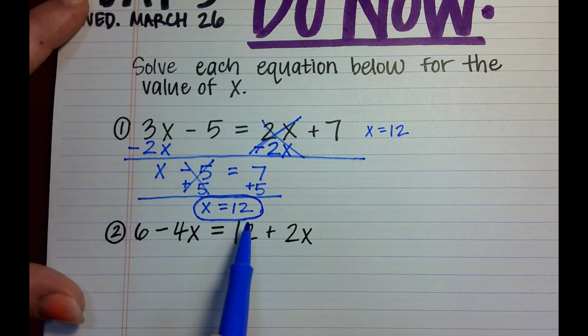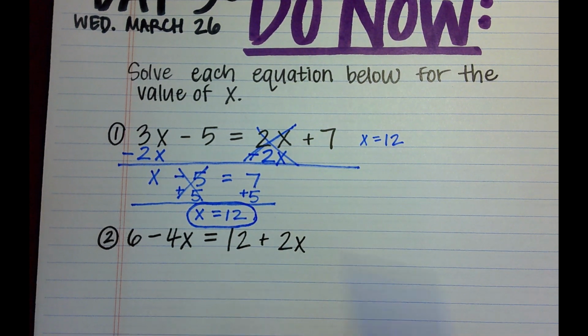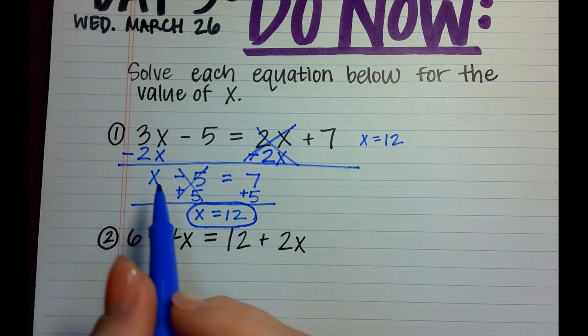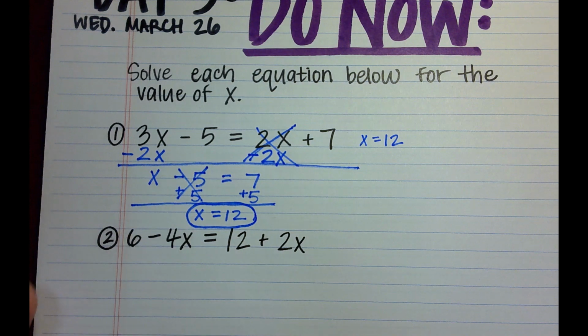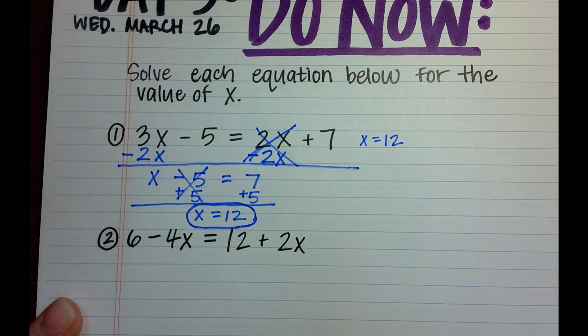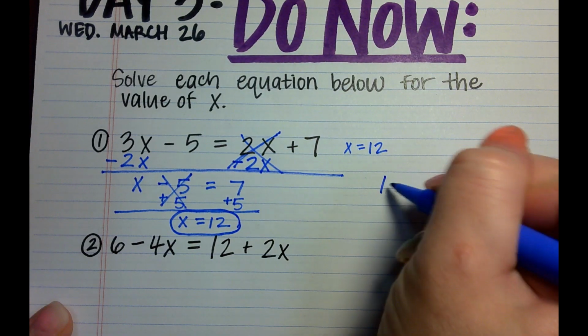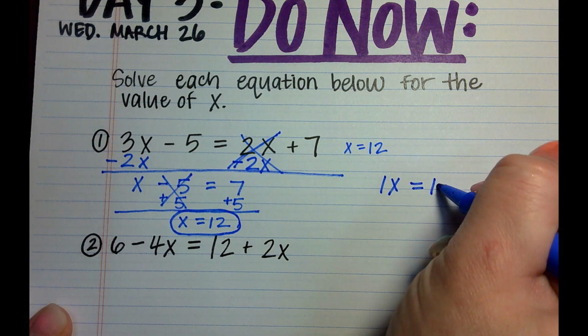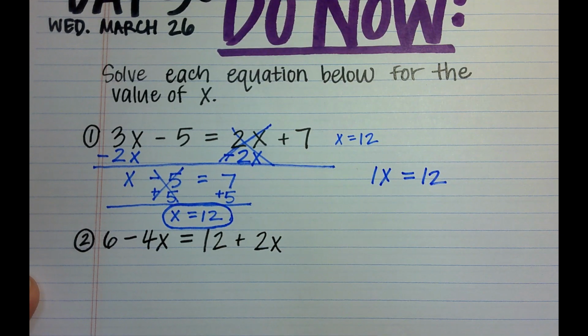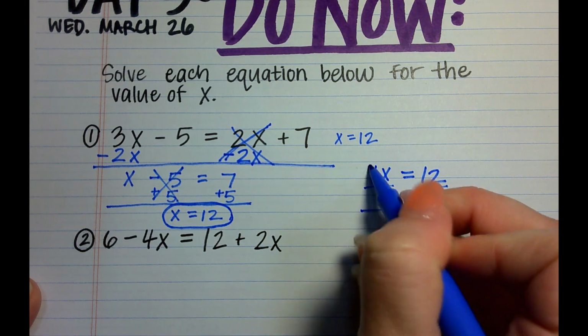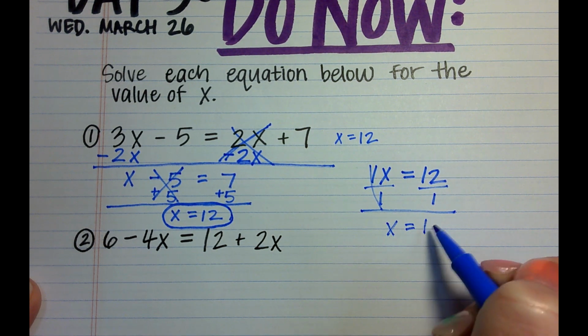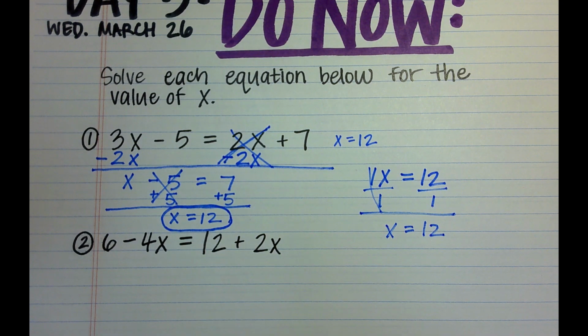Awesome. Now, I noticed on some of your work as I was peeking around, when you did the 3x minus 2x, if you chose to do it this way, maybe you wrote 1x. So you ended up with 1x equals 12, and then you decided, well, let's get rid of the 1. We'll divide both sides by 1, and then you get x equals 12. Now, this is absolutely fine. You can do it this way, but do we really need to?